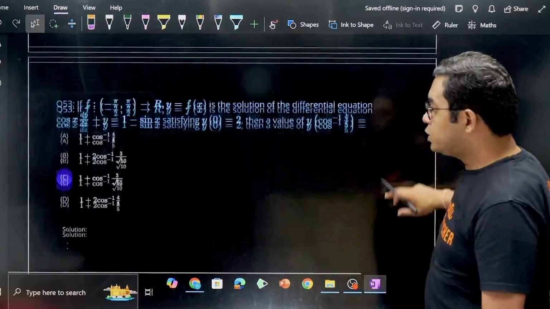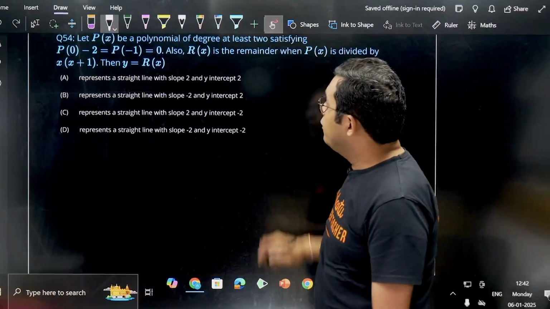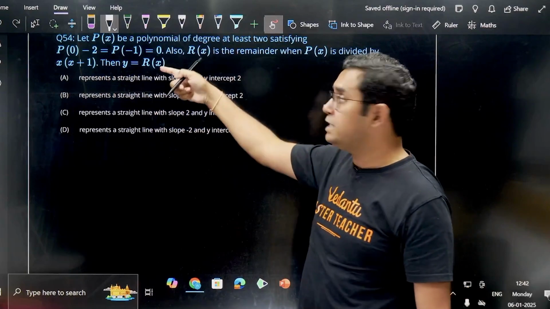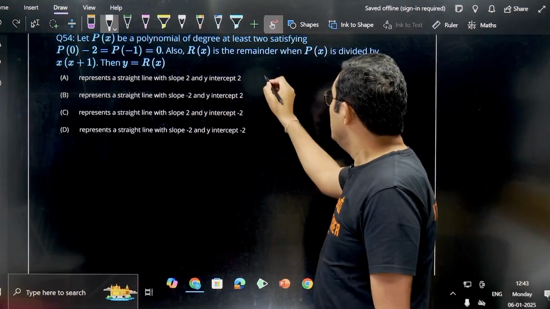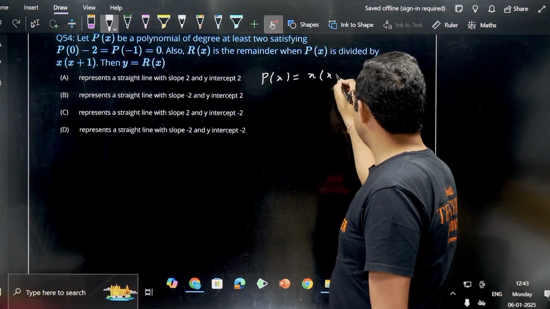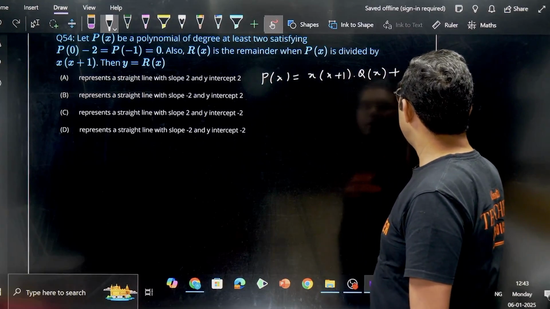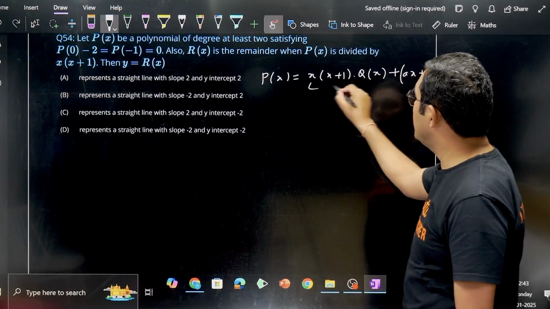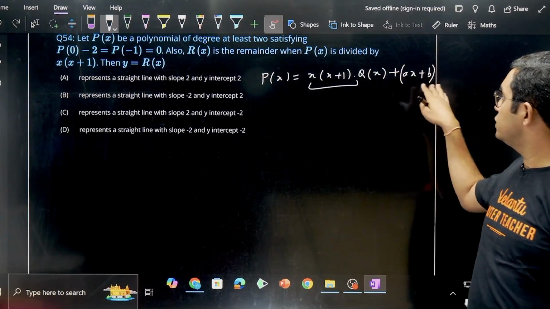Now coming to the next question, question number 54. We are given a polynomial whose value at 0 is 2 and value at -1 is 0, and we are dividing p(x) by the quadratic x into x plus 1. If you divide p(x) by a quadratic like x into x plus 1, there will be some quotient q, and then a remainder of linear form, because its degree should be at least 1 less than the divisor: ax plus b.